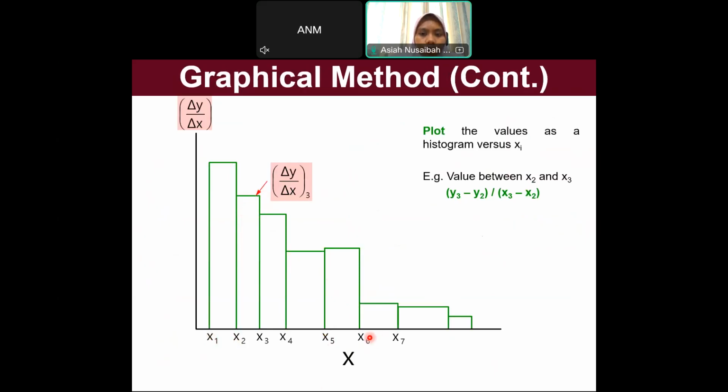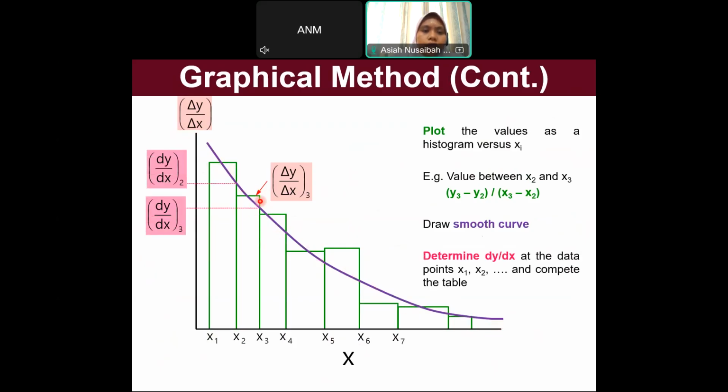In order to plot the histogram, remember you need to know x and you need to continue finding the difference of y and also the difference of x. After you plot the histogram, you draw a smooth curve, a purple smooth curve, that connects the histogram as much as possible. Then the point where the purple curve crosses the green histogram vertically, like here for example at x2, it crosses with the purple line.